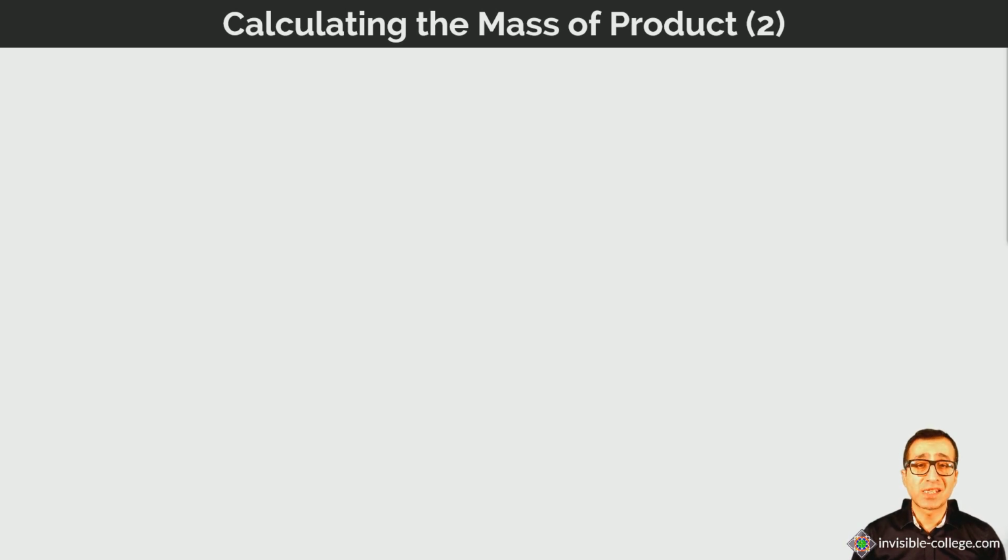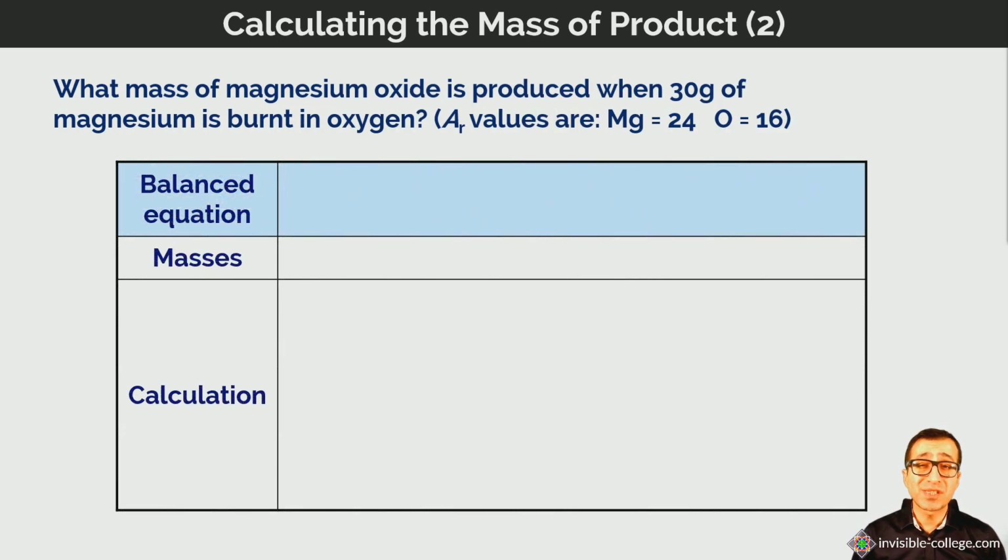What mass of magnesium oxide is produced when 30 grams of magnesium is burned in excess oxygen? So here we have the relative atomic mass values for magnesium and oxygen. So again, I'm going to pause and let you have a go at this one for yourselves.